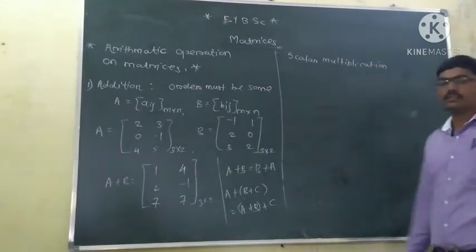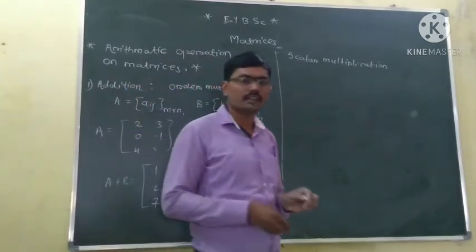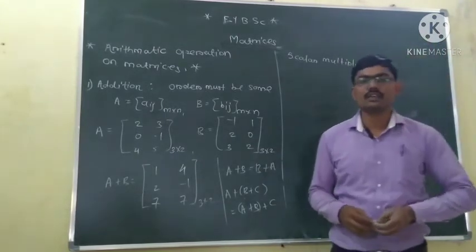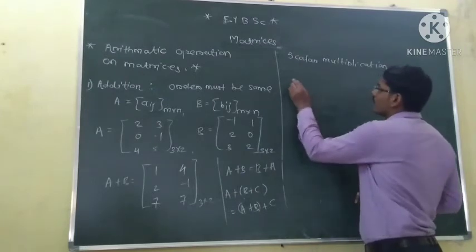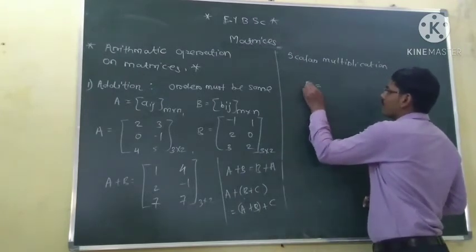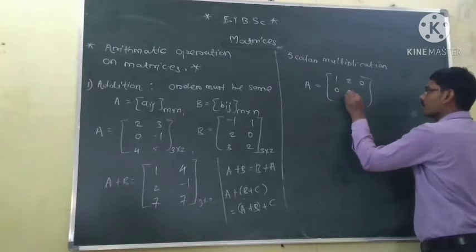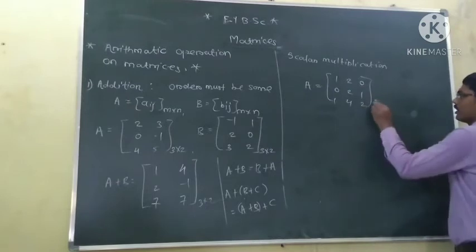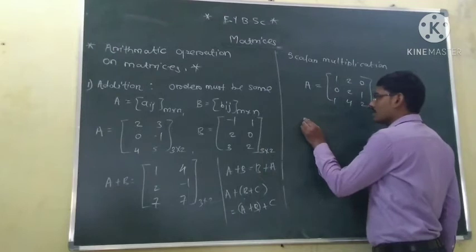So what is scalar multiplication? Scalar multiplication means if you are given a matrix, then to multiply the matrix by some scalar, or by some real number. So for example, you are given matrix A equal to 1, 2, 0, 0, 2, 1 and 1, 4, 2. This is a 3 by 3 matrix. Then the scalar multiplication.